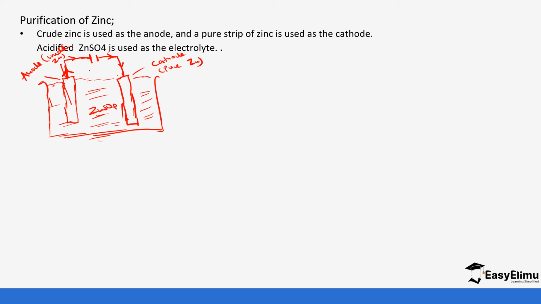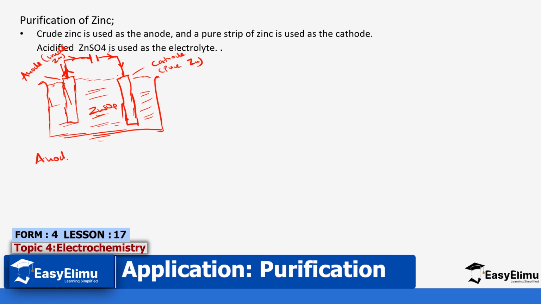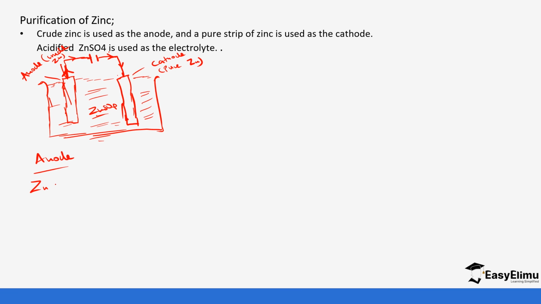If we were to write the equations that occur at the anode and the cathode, at the anode, zinc is discharged to give zinc ions, and 2 electrons are given off. They travel to the cathode. At the cathode, zinc ions in solution gain those two electrons to form zinc solid, which is deposited on top of the pure zinc, and then we have some impurities that are given off.